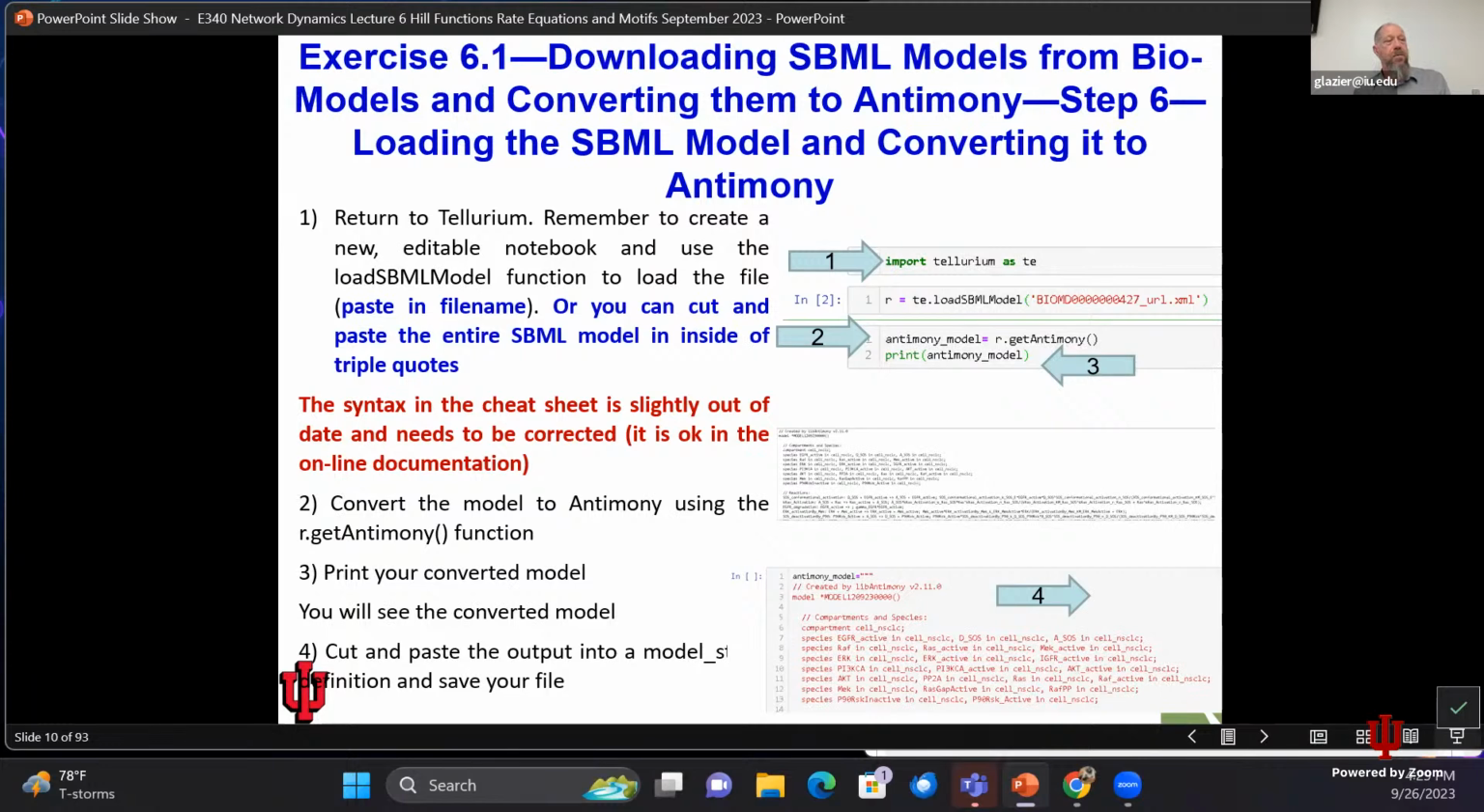And then once you've loaded that model string, you can run it using simulate, just the way we would normally. All of this syntax, by the way, is in that cheat sheet that I handed out to people. So you should be able to find it there. And then you have a single line, which is antimony model equals r.getAntimony, and that will convert the SBML to antimony.